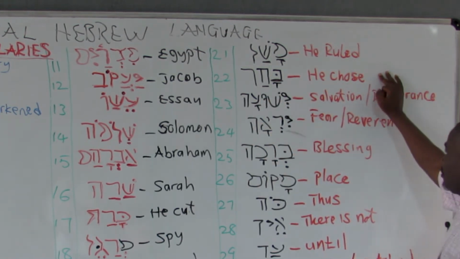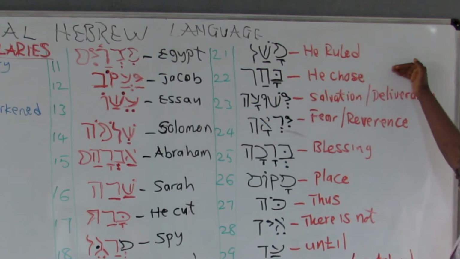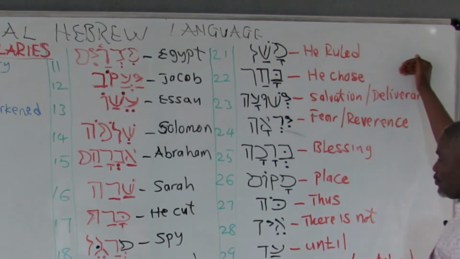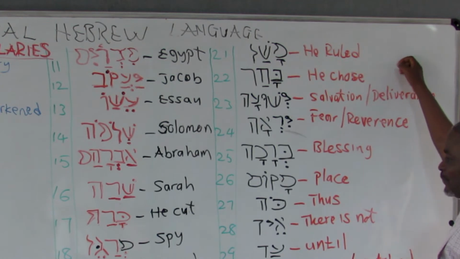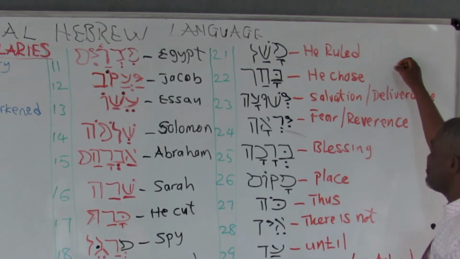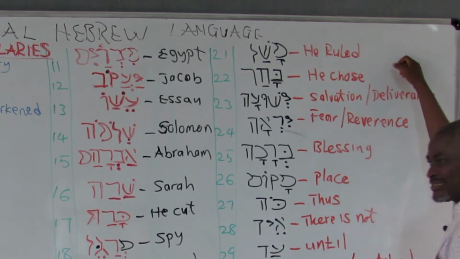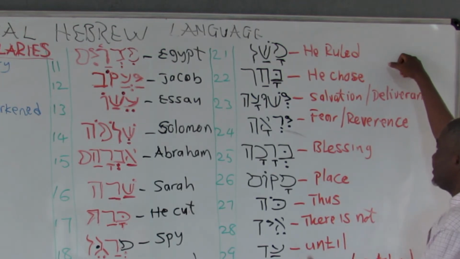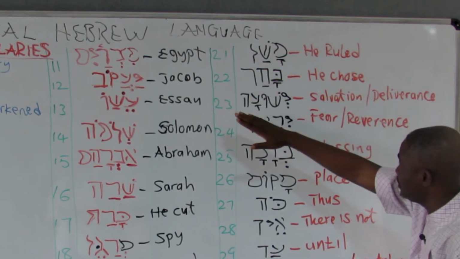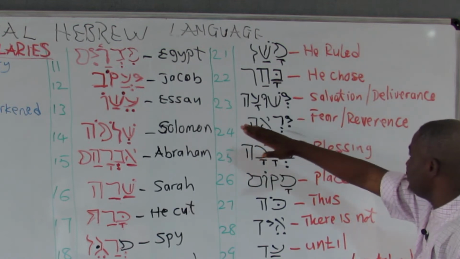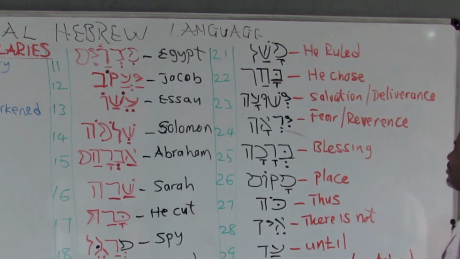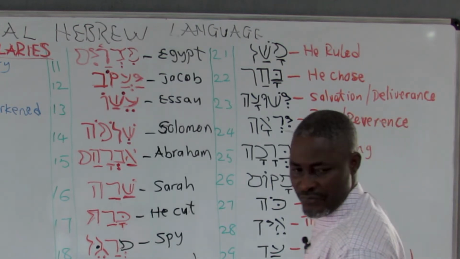Then we have Ba'ar, he chose. Verbs are most of the time in the past tense, a complete sentence, past tense, an action that is completed, like shamar, shama. He chose, Ba'ar.